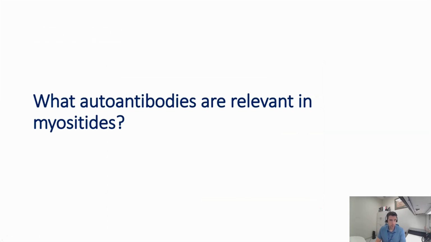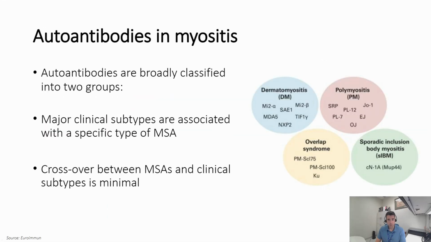So what autoantibodies are relevant in myositis? It's useful to highlight that autoantibodies are broadly classified into two groups: myositis-associated autoantibodies, which can be observed with other connective tissue disorders, and myositis-specific antibodies, which are associated with various myositis subtypes. Each clinical subtype can be associated with a specific myositis-specific autoantibody.